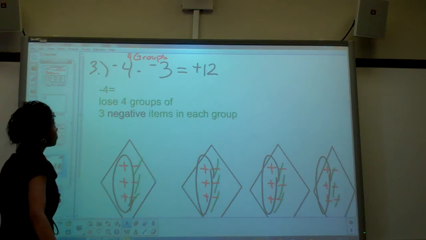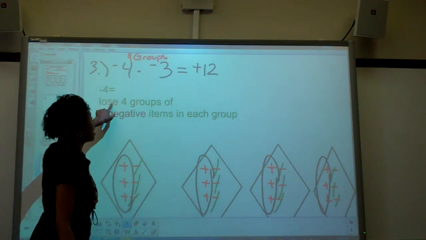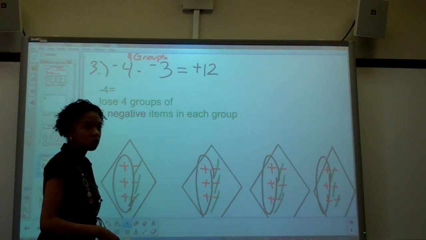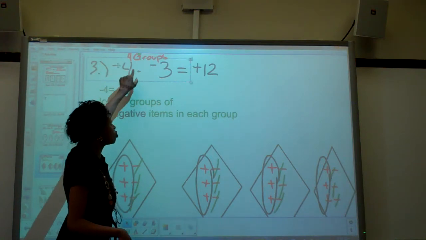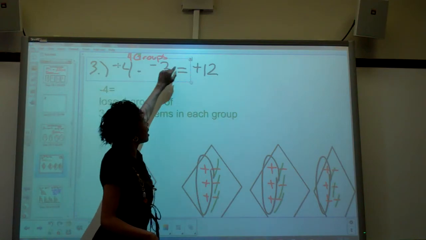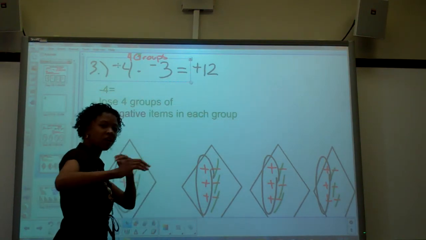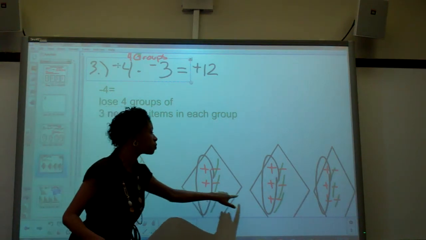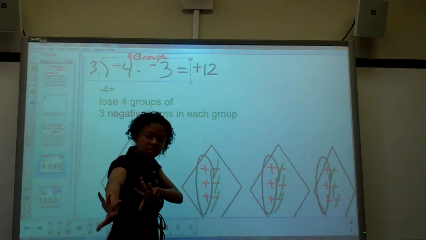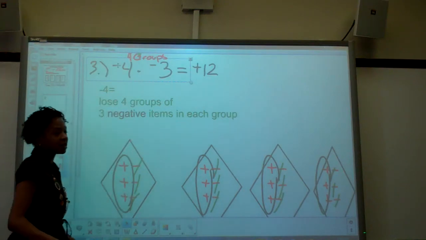All right, next one. Negative times negative. What does that mean? It means you're losing negativity. You lose negative people. What does that negative mean? Lose. What are you losing? You're losing negativity. That's why a negative times negative is positive. You're losing or getting rid of negative people out of your groups. You're losing those negative people, you become more positive. You're making a decision to get rid of negative people. Negative times negative is positive.